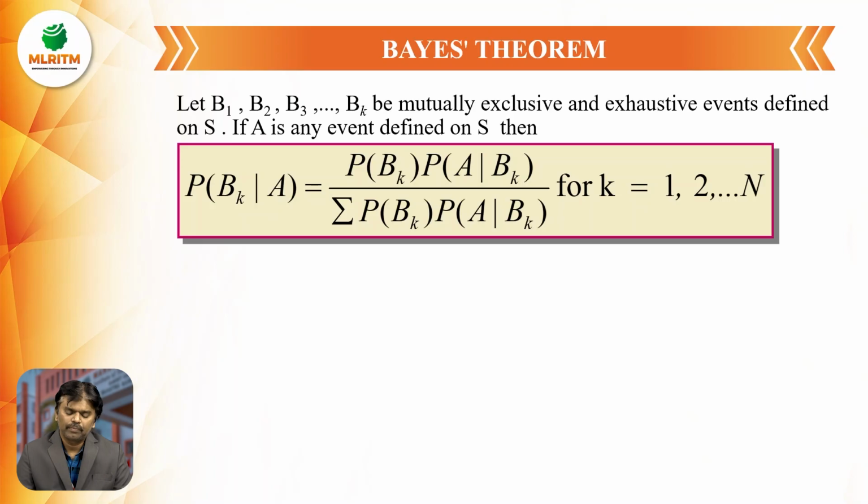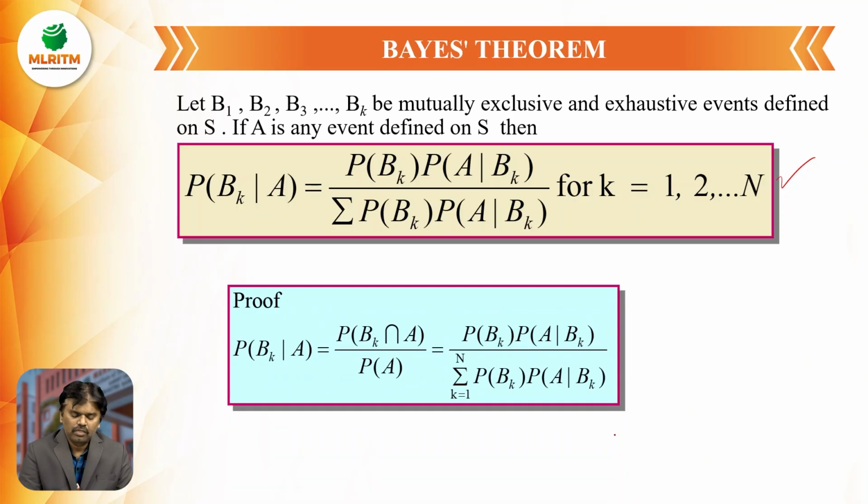In the Bayes theorem, B1, B2, B3 are mutually exclusive and exhaustive events in the sample space S. Then the probability of event A defined in S is P of Bk by A is equal to P of Bk into P of A by Bk, divided by the summation of P of Bk into P of A by Bk. This is the Bayes theorem statement.